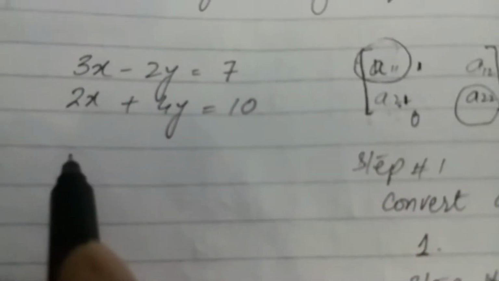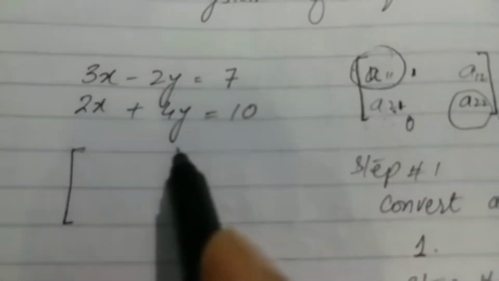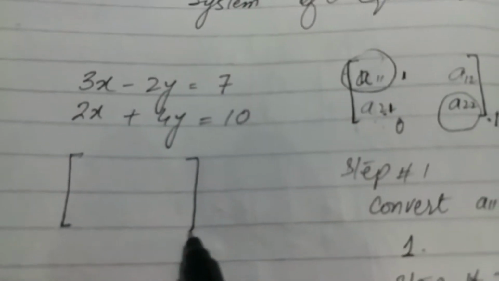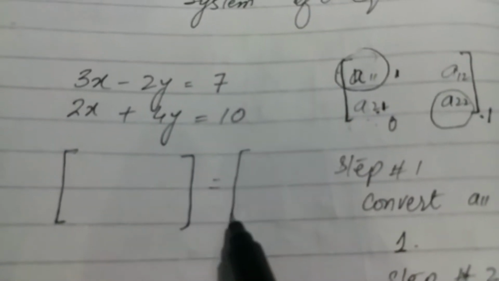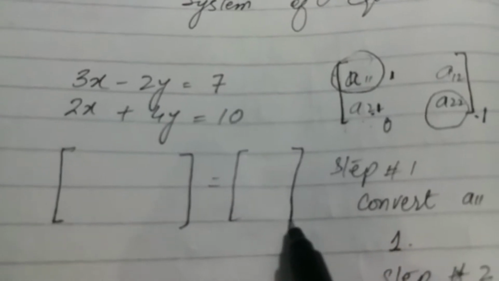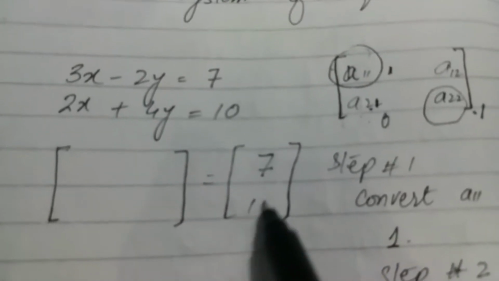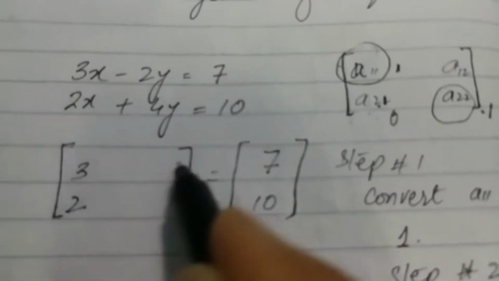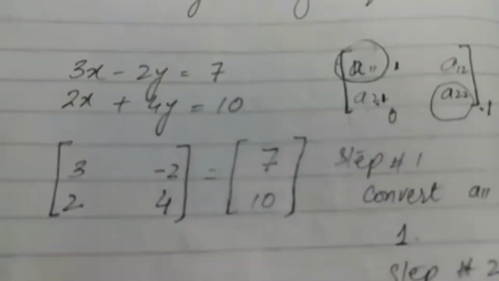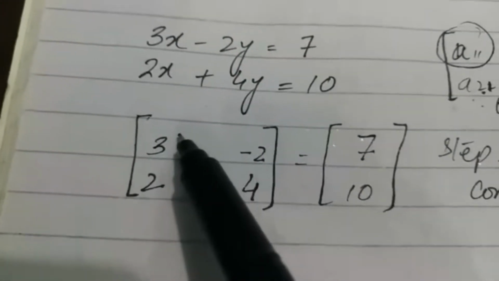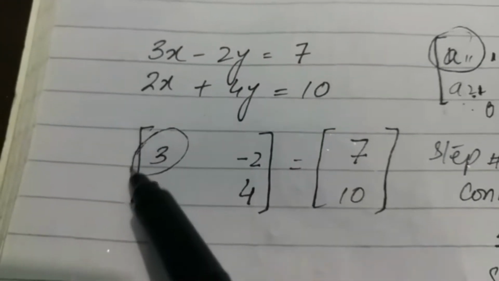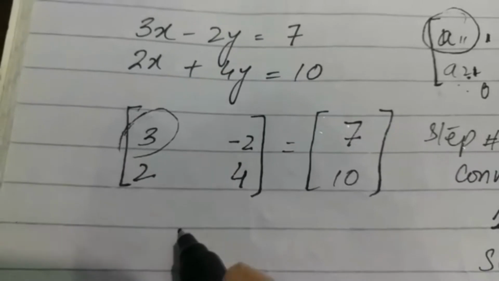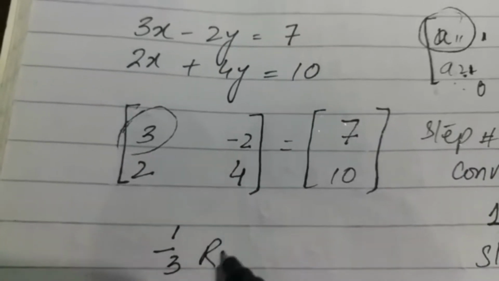Now we convert the equations into matrix form in such a way that column 1 represents the coefficient of x and column 2 represents the coefficient of y, while the constants are the same: 3, 2, minus 2 and 4. How do we get this 3 into 1? It means 1 upon 3 R1.